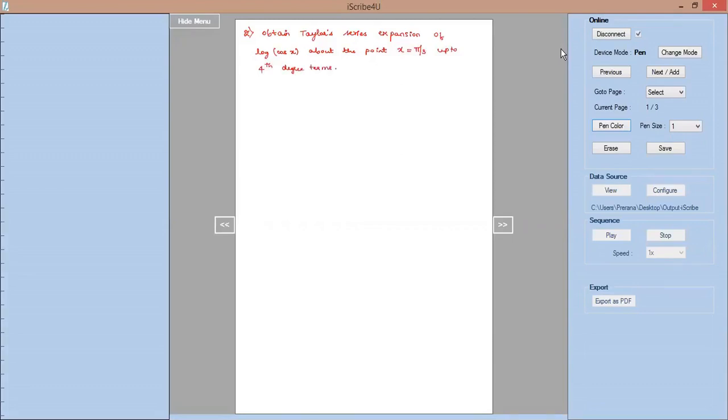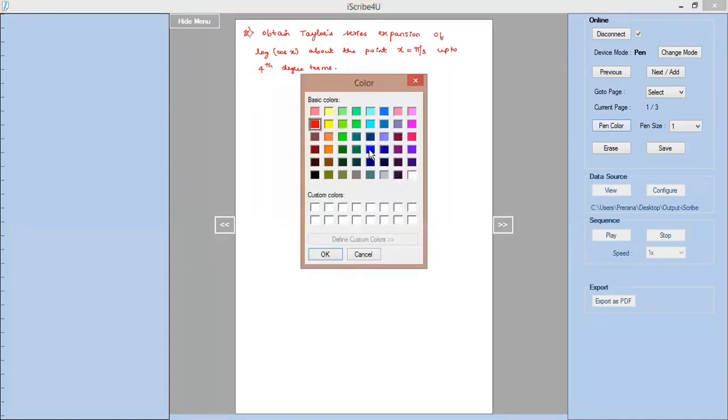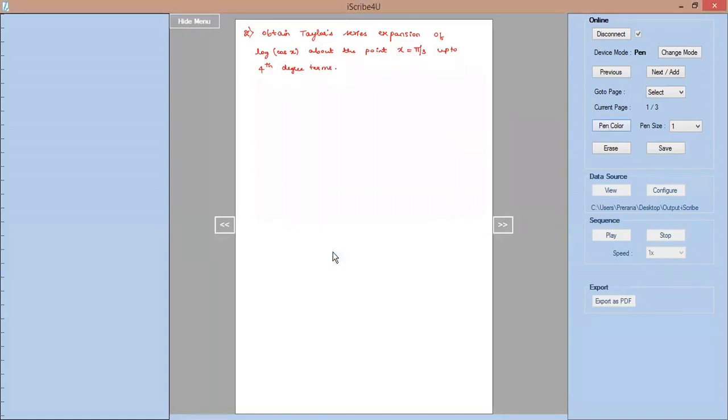So we need to obtain the Taylor series expansion of log of cos x about the point x is equal to pi by 3 and up to 4th degree term. So first let us write down the formula for Taylor series expansion, and we substitute a value as pi by 3 first, because we have to find out the Taylor series of the given function about the point x is equal to pi by 3, and then we find out derivatives of log of cos x with respect to x 4 times, until the 4th degree term we have to obtain.